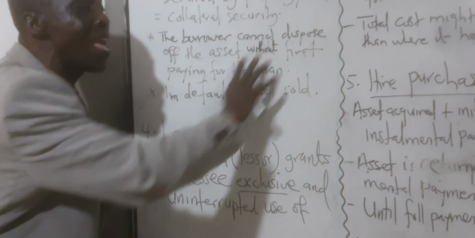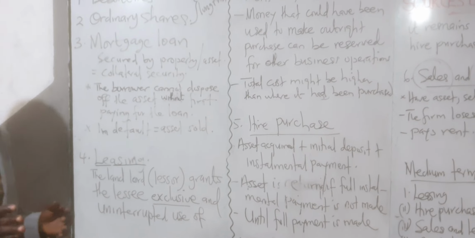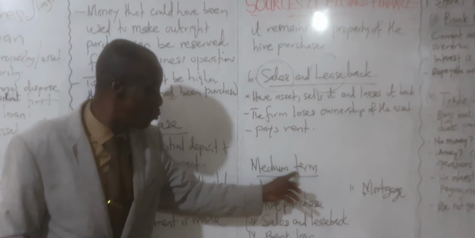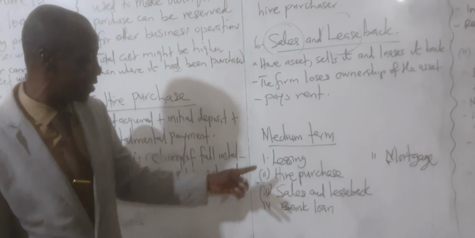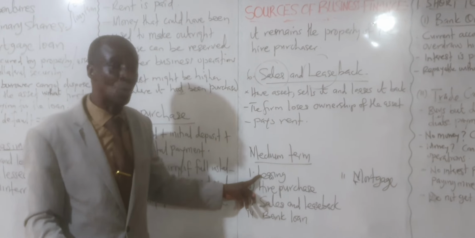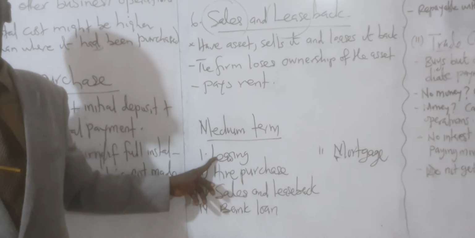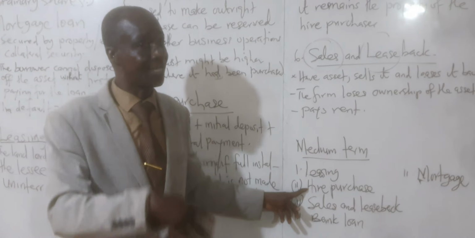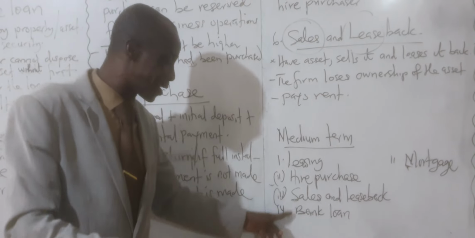But these same sources can be medium term. That means if the period is between 1 and 5 years. Now I'm not going to explain these things again because they have all been explained. We have talked about leasing. So the difference is the number of years. A property that is leased for 2 years will be medium, 3 medium, 4 medium, and so forth. Hire purchase, the same thing. The period will determine whether it's medium or long term. Sales and leaseback, the same thing.